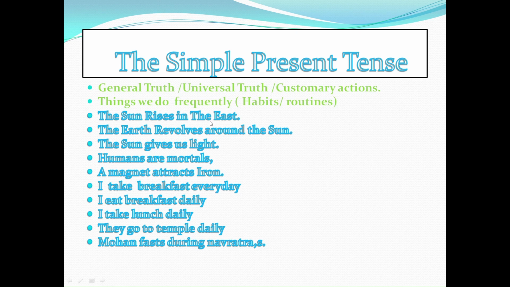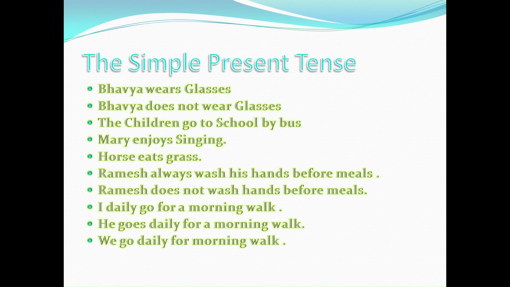Now I'm giving some examples so that you understand in a proper way. The sun rises in the east, the earth revolves around the sun, the sun gives us light, humans are mortals. So these are certain examples of the general truth or the universal truth. Now some more examples to make you further clear about the simple present tense. For example, Bhavya wears glasses. Bhavya does not wear glasses. The children go to school by bus. We go daily for a morning walk.